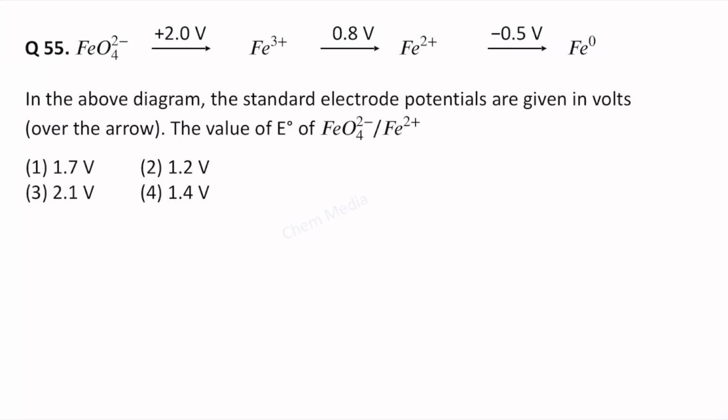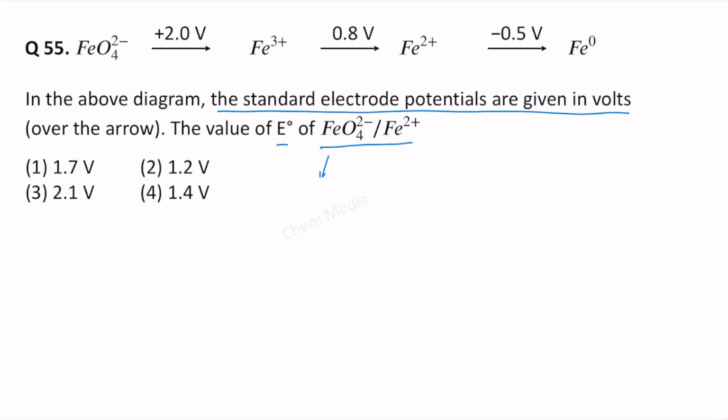Hello everyone, here is a question from electrochemistry. In the above diagram, the standard electrode potentials are given in volts over the arrow. What is the value of E cell standard for FeO4 2- becoming Fe2+?